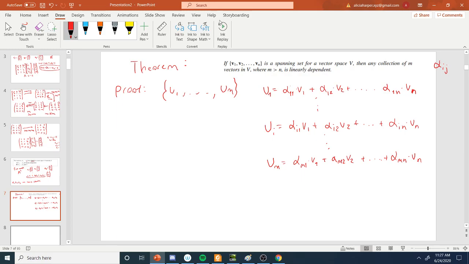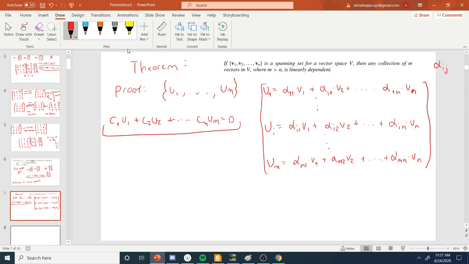Actually, before I do that, I want to make some observations. One thing we can do is try to form linear combinations of the u1 through um. So we can seek a linear combination c1 times u1 plus c2 times u2 plus and so on, cm times um, equal to 0. But forming such a linear combination corresponds to taking all of these relations and forming a linear combination of them, which gives us the new relations.